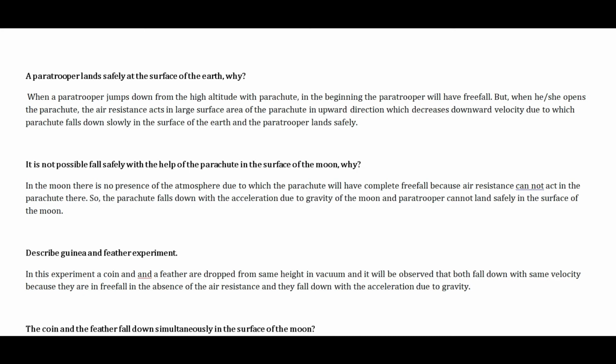So I have mentioned here that in this experiment a coin and a feather are dropped from the same height in the vacuum. Then it will be observed that both fall down with the same velocity because they are in complete free fall in the absence of air resistance, and they fall down with the acceleration due to gravity. So only one thing you have to understand: when an object is in complete free fall, the object will fall down with the acceleration due to gravity.